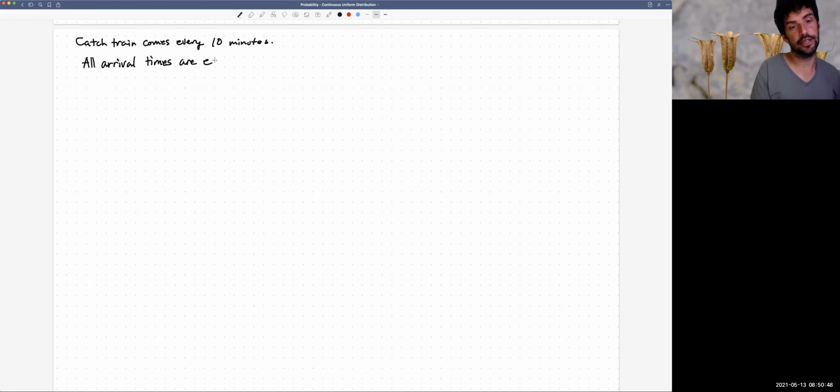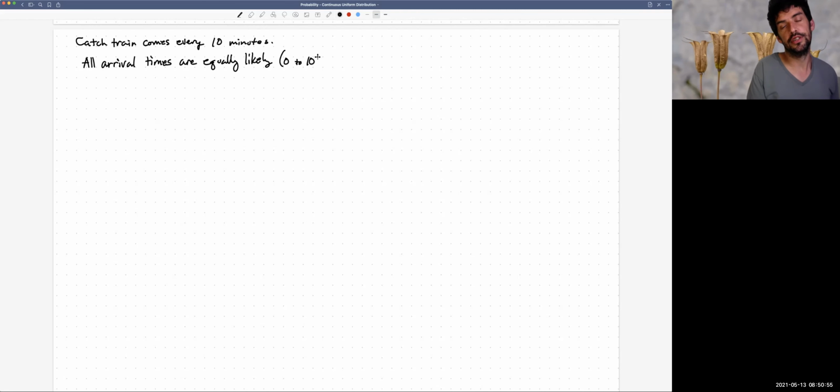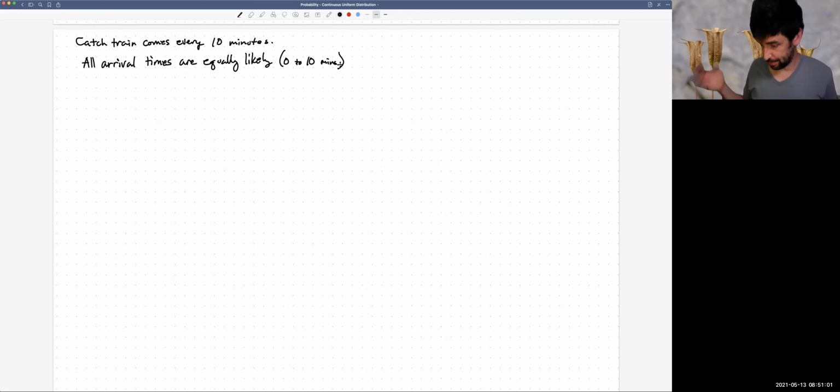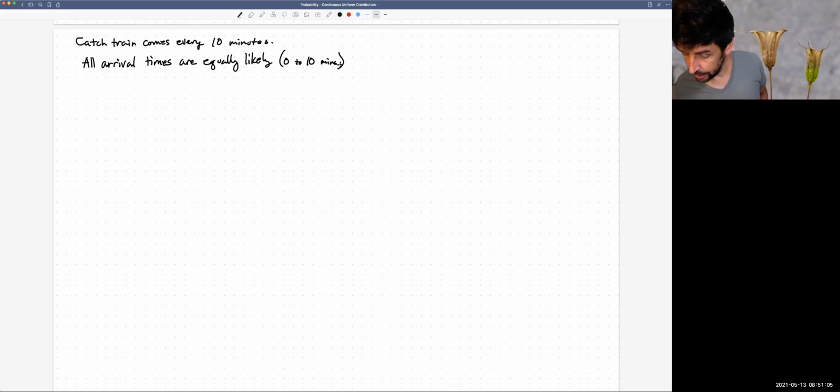So all the arrival times are equally likely, right? So in this case, that means from 0 to 10 minutes. All right, so we just arrived. One might show up immediately upon us getting there, or we might have to wait the full 10 minutes, right? But they're equally likely, okay?